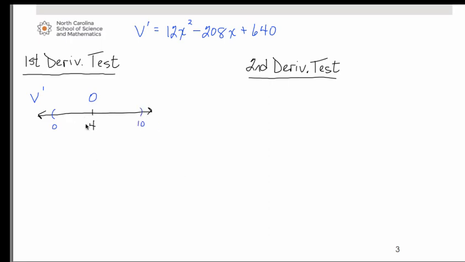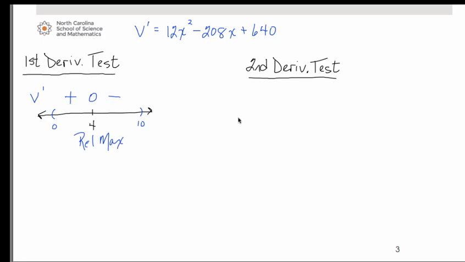If we choose something a little less than 4 to substitute into our derivative, such as 3, we do arrive at a positive answer. Substituting something larger than 4, but less than 10, we arrive at a negative answer. Because the derivative is changing from positive to negative, that tells us our original function for the volume would change from increasing to decreasing, therefore creating a relative maximum at x equals 4.